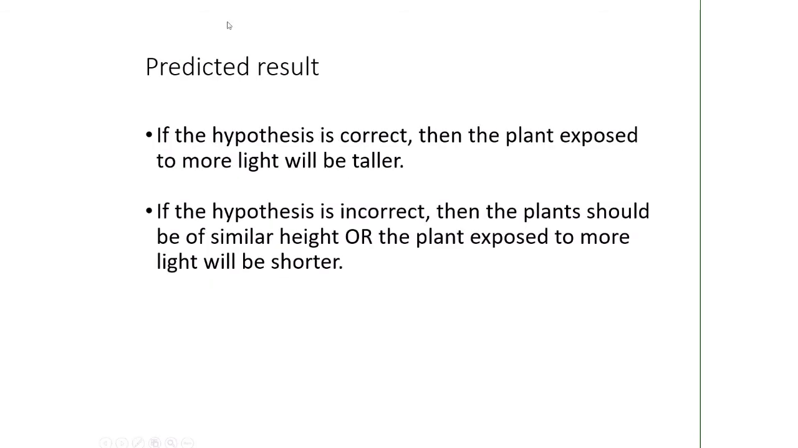So we make a prediction, right? This is part of deductive reasoning. If the hypothesis is correct, then the plant exposed to more light will be taller. And if the hypothesis is not correct, then the plants should be of similar height, or the plant exposed to more light will be shorter. Right? So it's important to predict results of what it looks like if your hypothesis is correct or incorrect.